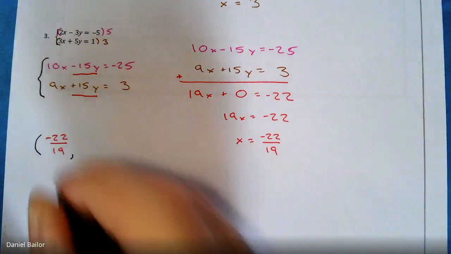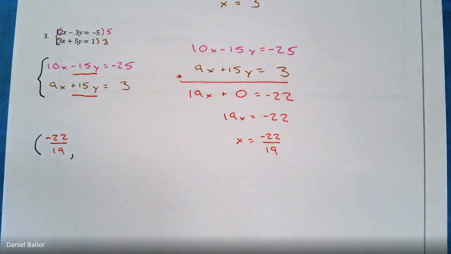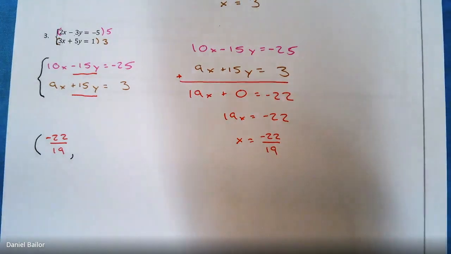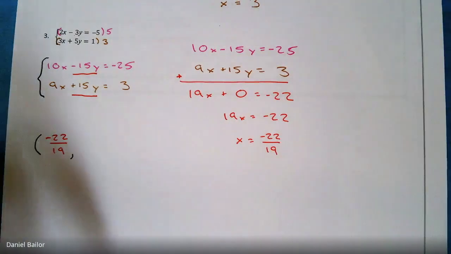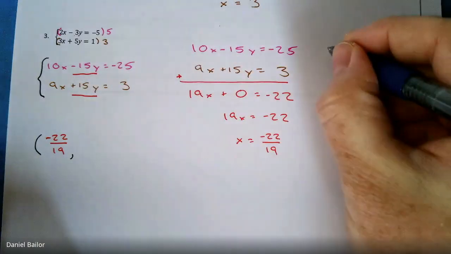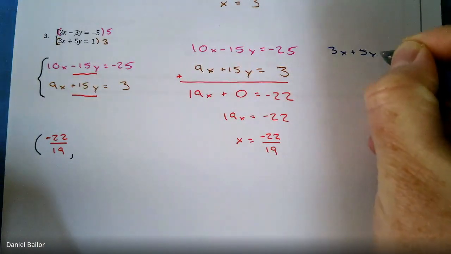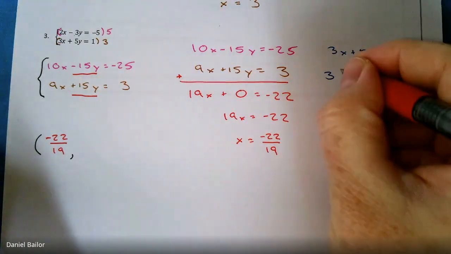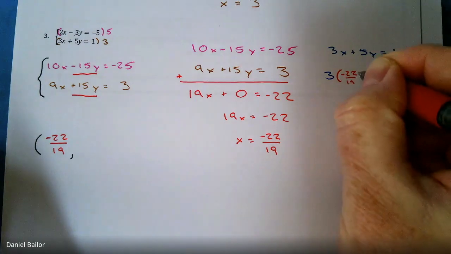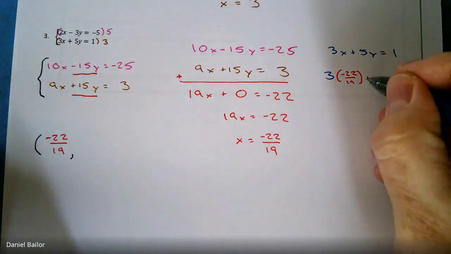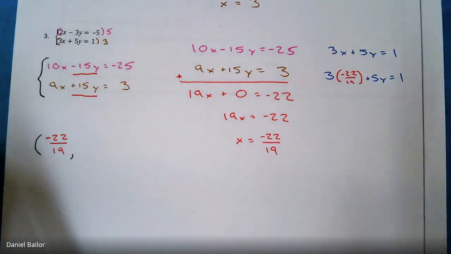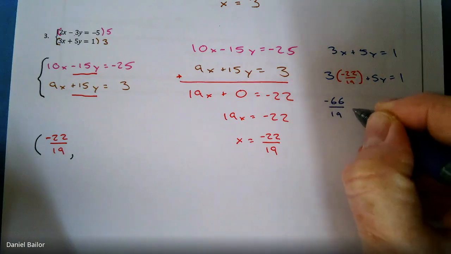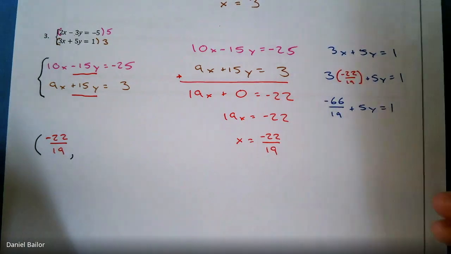Now I need to find the y term. So I take my x and I put it into one of my equations. I'm going to pick, let's choose the bottom one. 3x plus 5y equals 1. So I have 3. And remember, the x is what I got, 22 over 19, plus 5y equals 1. So I multiply this, I get -66 over 19 plus 5y equals 1.